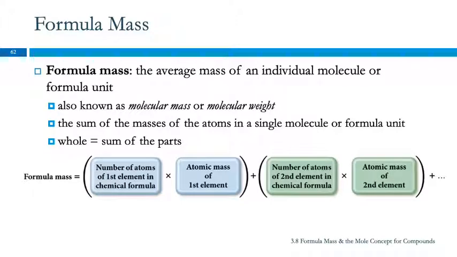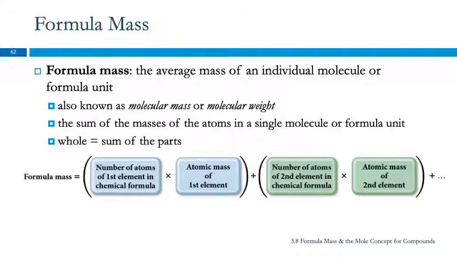So now that we've talked about formulas of compounds, let's talk about formula mass. The formula mass is the average mass of the formula of an individual molecule or of the formula unit. It is sometimes also called a molecular mass or a molecular weight. It's the mass of a molecule, the mass of the formula, just like an atomic mass was the mass of one atom.